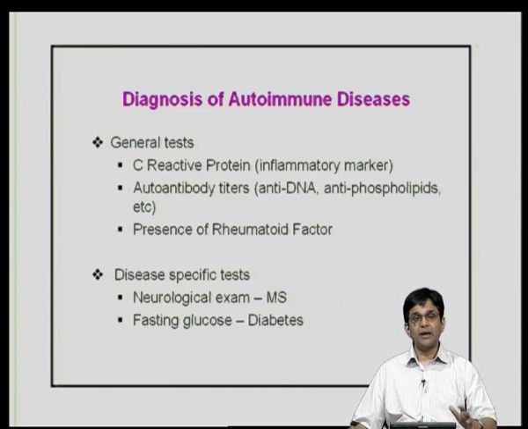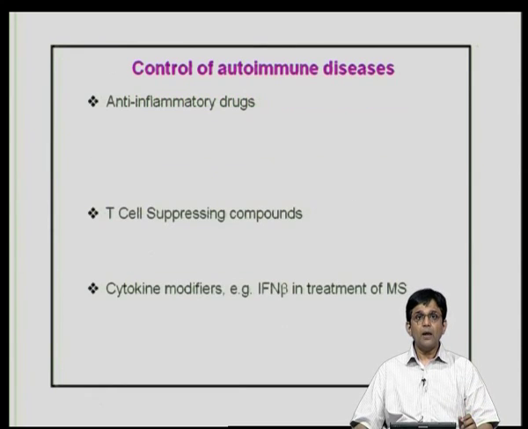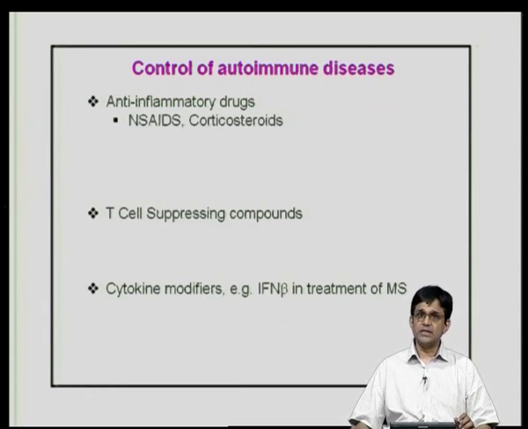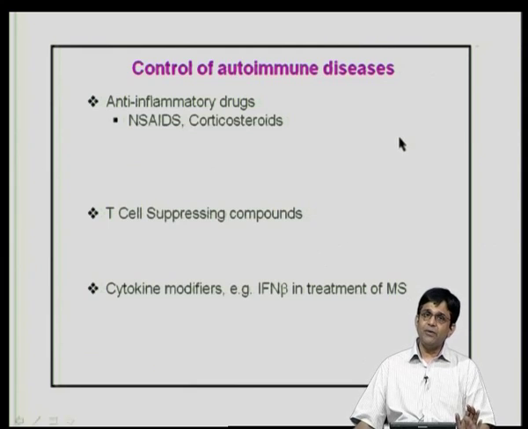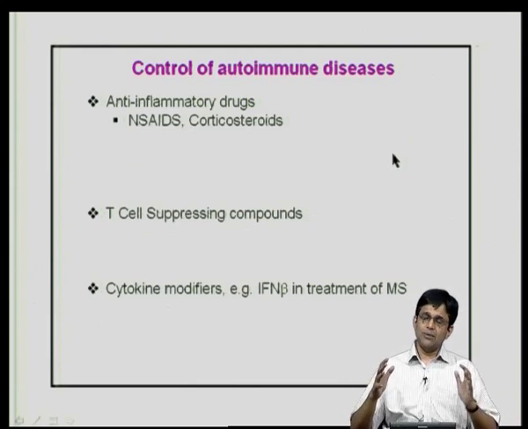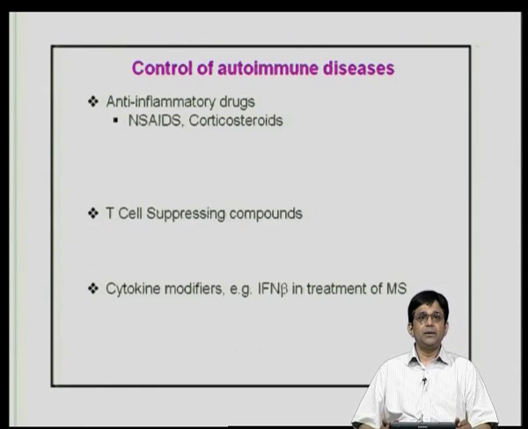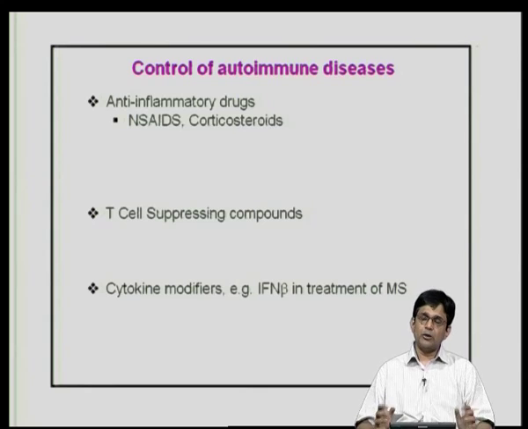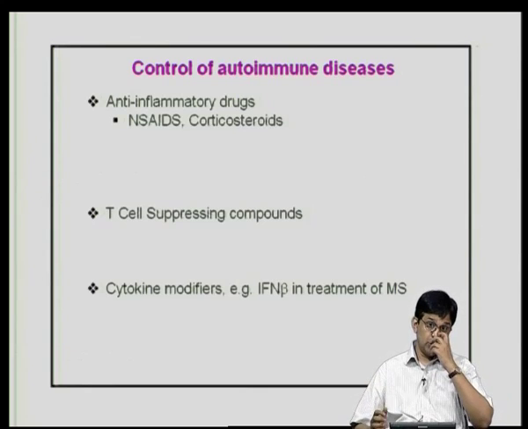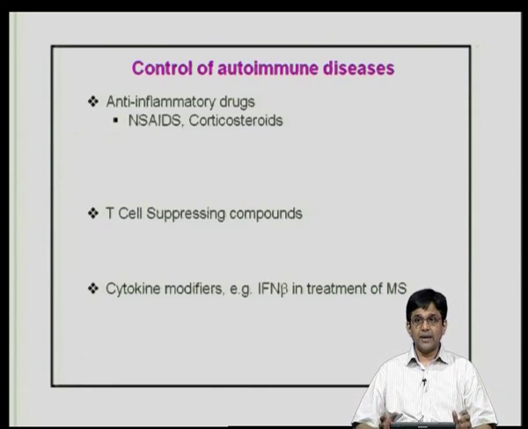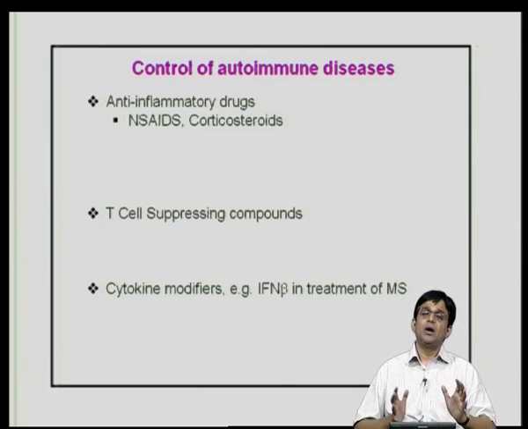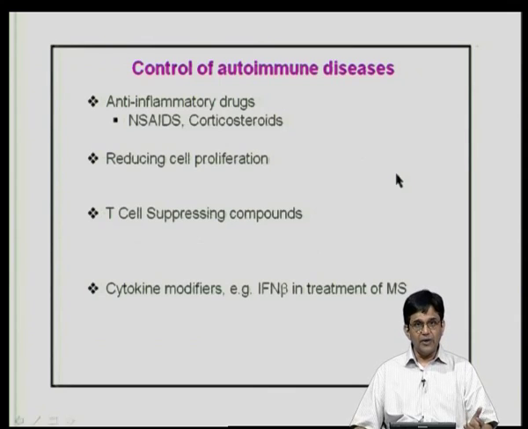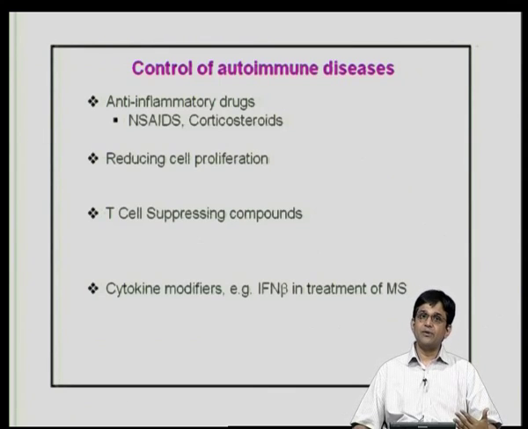So, one has to be a little bit careful about these. Now, how about the control of autoimmune diseases? One aspect that people need to understand is that once you have autoimmunity, it becomes difficult to manipulate, especially at the end stage. So, the easier thing to do is to manage autoimmunity, and there are different ways to do that. One is to reduce inflammation, using anti-inflammatory drugs.